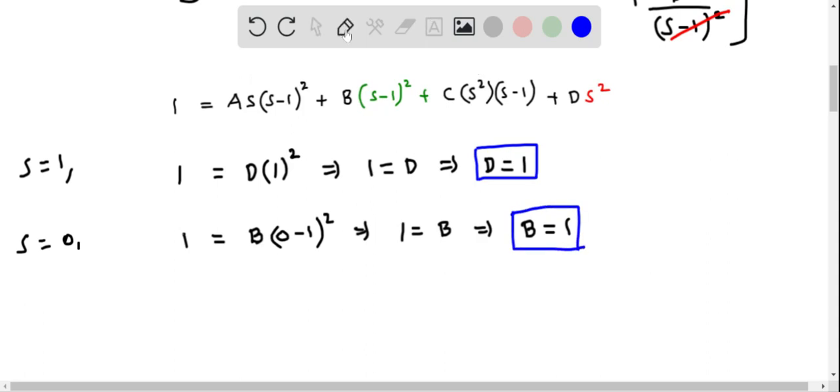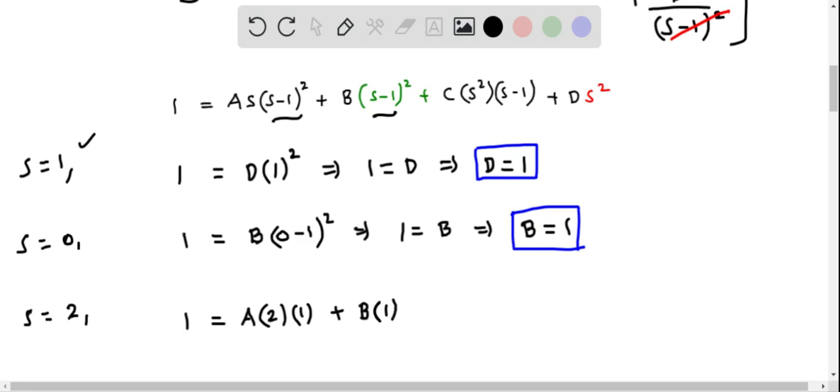Now let me put s equal to 1 into the equation. I'm sorry, I'm going to put s equal to 2 because we already put s equal to 1. So on the left side we will have only 1, and we have to replace s by 2. So therefore this becomes a times of 2 minus 1 quantity squared, which is 1, plus b times of 2 minus 1, which is 1, 1 squared is 1, plus c times of 2 squared times 2 minus 1, which is 1, plus d times of s squared, which is 2 squared.